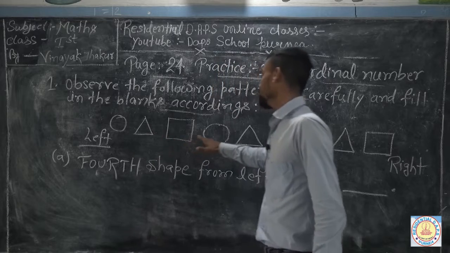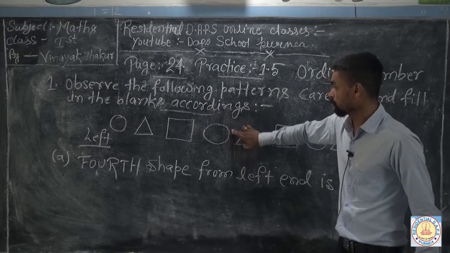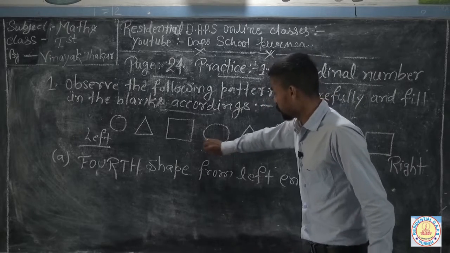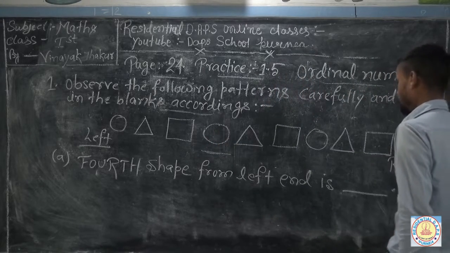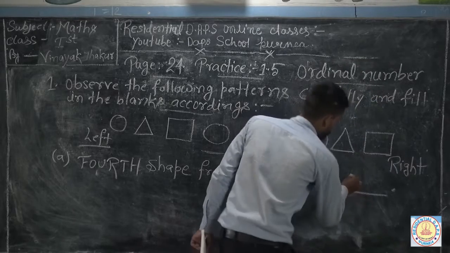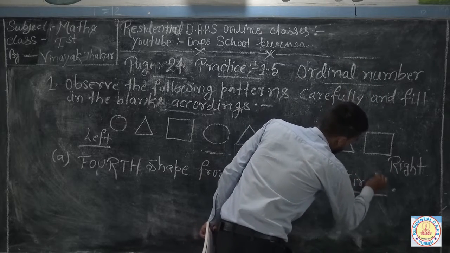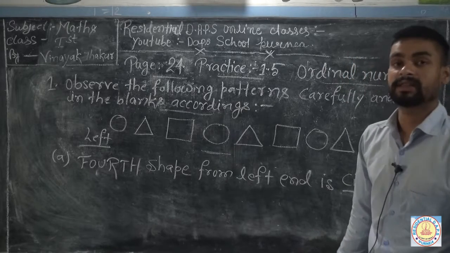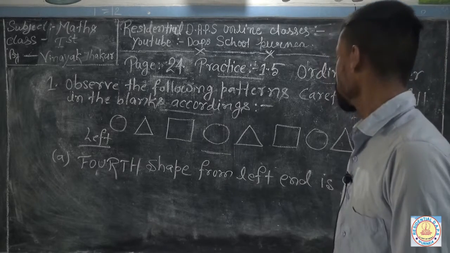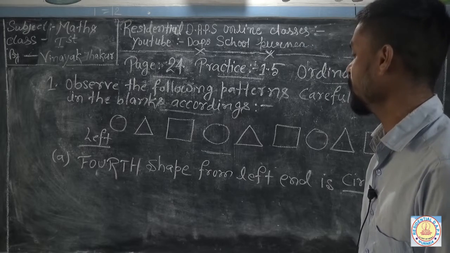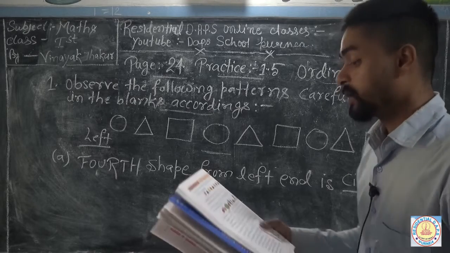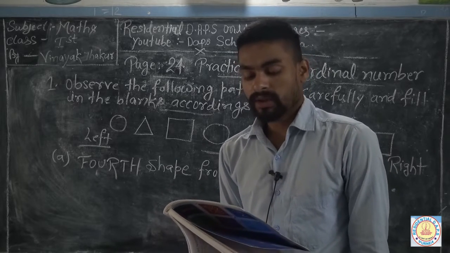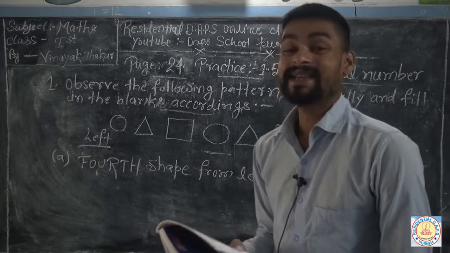1 2 3 4. So on your fourth position, the circle is put. So in your fourth position, you have to just put the circle. So in your fourth position, just circle comes up. So this is your fourth shape from left position. And then now you have to find out your next question. Eighth shape from right end is.